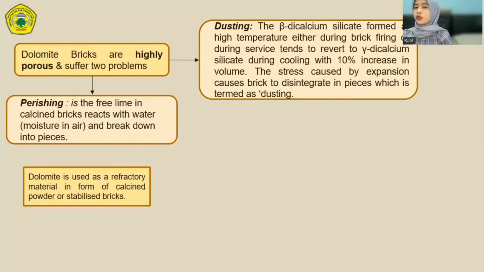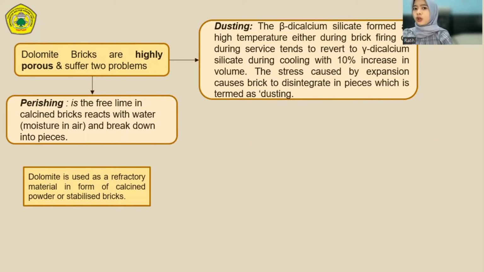And then we have to know dolomite bricks are highly porous and suffer two problems: dusting and perishing. Problem 1 is dusting. The beta-dicalcium silicate formed at high temperature either during brick firing or during service tends to revert to gamma-dicalcium silicate during cooling with a 10% increase in volume. The stress caused by expansion causes the brick to disintegrate in pieces, which is termed dusting. And problem 2 is perishing. Perishing is when the free lime in calcined bricks reacts with water or moisture in air and breaks down into pieces.